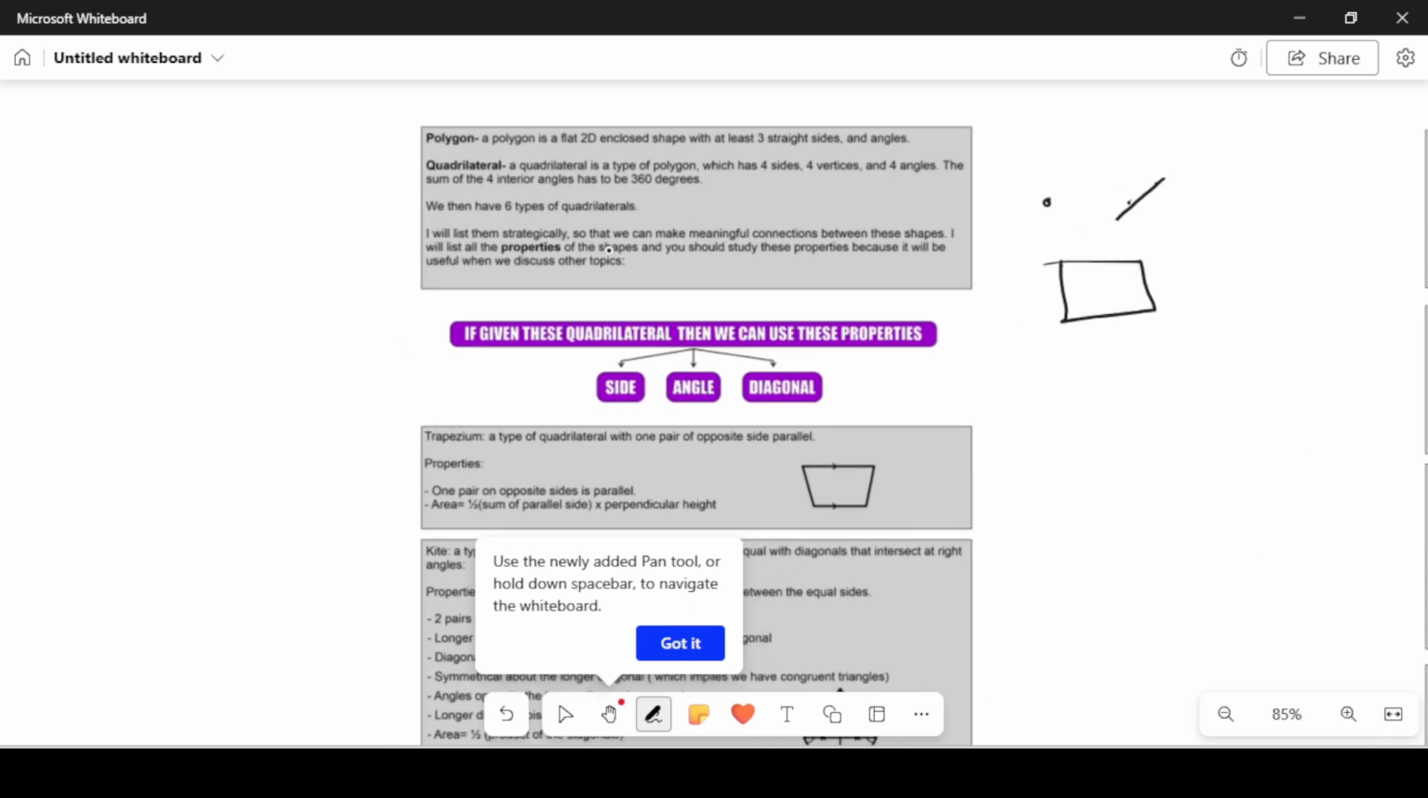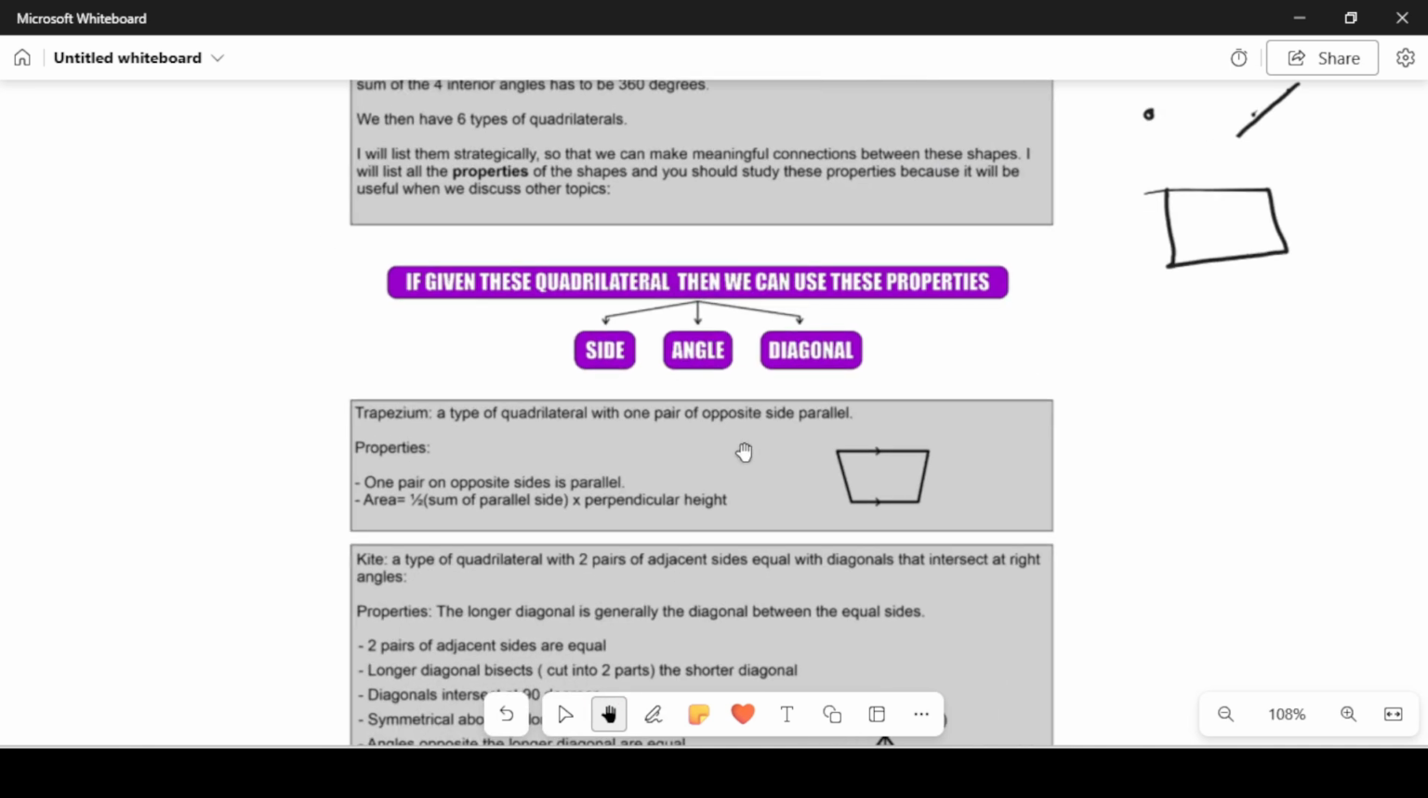Okay, I will list them strategically so that we can make meaningful connections between the shapes. I will list all the properties of the shapes, and you should study these properties because it'll be useful when we discuss other topics. Okay, if given these quadrilaterals, then we can use the properties. Now that's very important. If given these quadrilaterals, then we can use these properties. Exactly as I mentioned, the if and then statement is very important in maths. If and then. If this, then what?